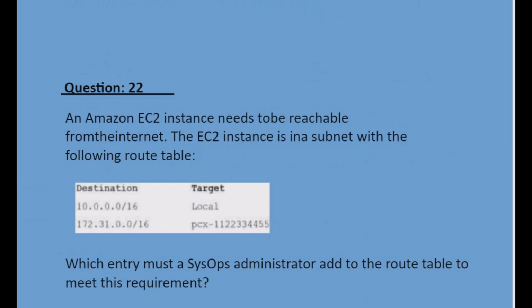Question is, an Amazon EC2 instance needs to be reachable from the internet. The EC2 instance is in a subnet with the following route table. Which entry must a SysOps administrator add to the route table to meet this requirement?